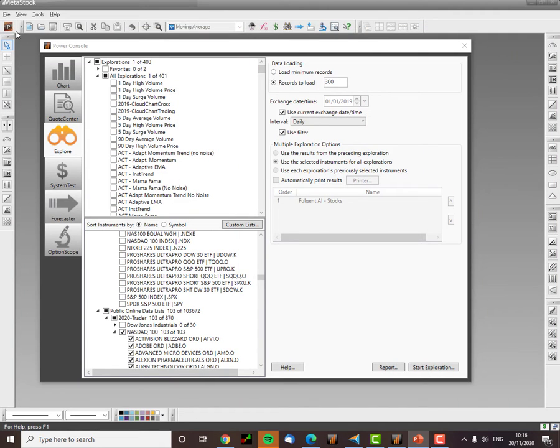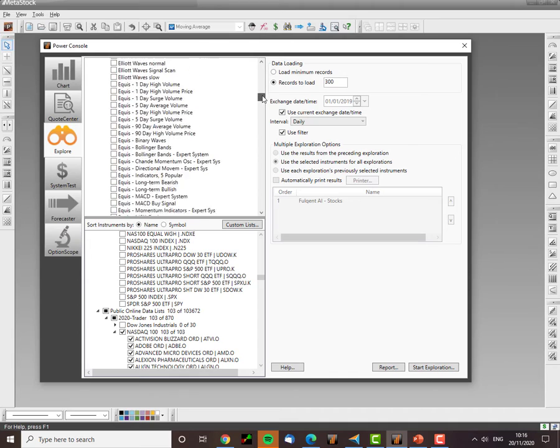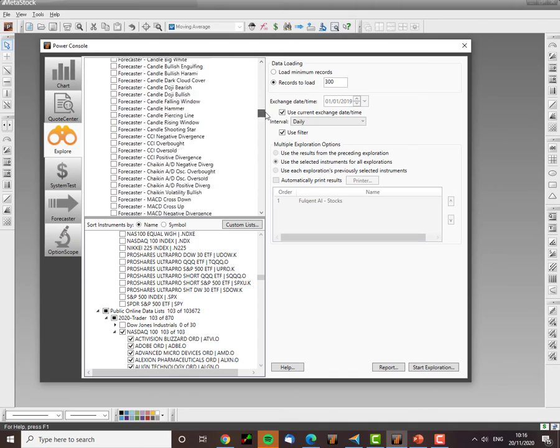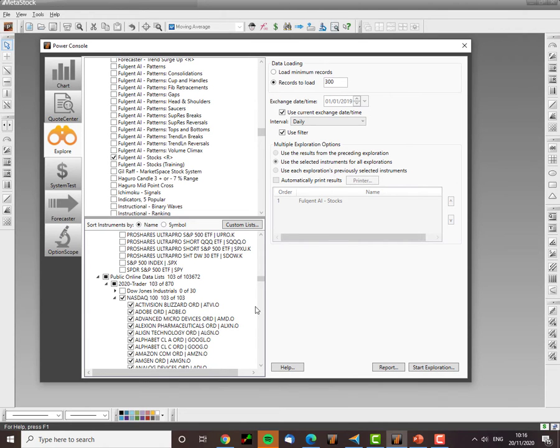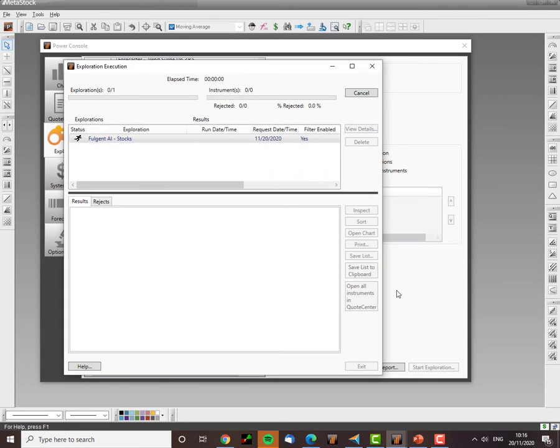So I've got the Metastock platform open here. I've selected the Fulgent AI Expert, which is the AI engine. You just scroll down here, Fulgent AI. I've got the Explorer tab open, so I'm going to run an exploration. I've then selected the Nasdaq 100 index constituents, and we're going to find the high probability artificial intelligence generated trades.